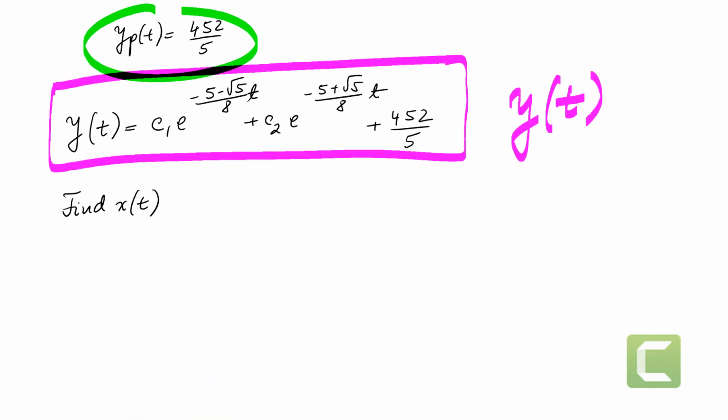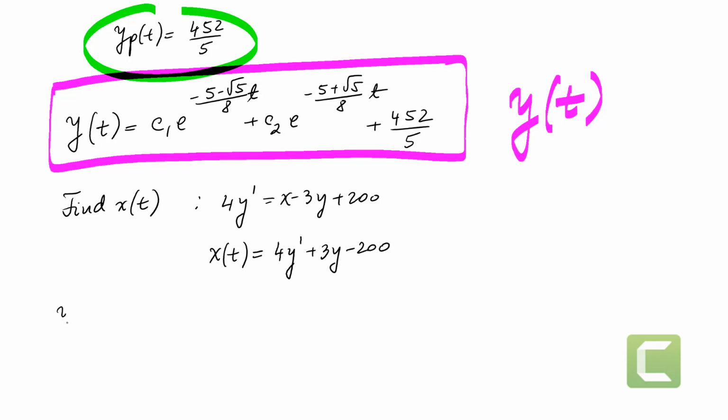So let's rewrite it. y prime equals x minus 3y plus 200. Just to have easier notation, we wrote just x and y, but we know they are functions of t. So x equals 4y prime plus 3y minus 200. In order for us to calculate this, we will need to calculate y prime of t. We have y of t, so let's calculate y prime of t. Please pause, calculate it yourself, and then let's meet back here.